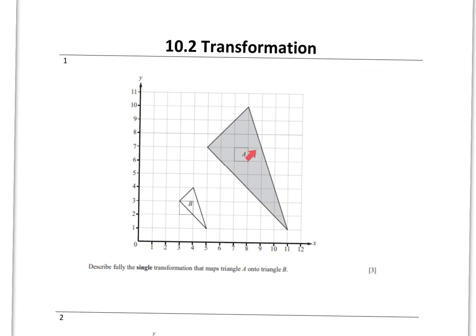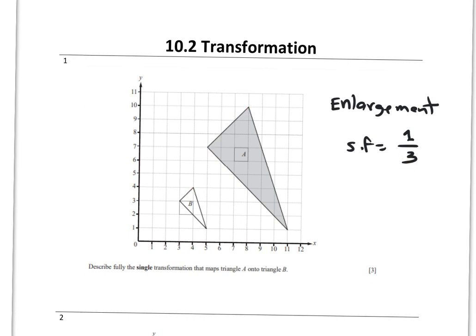To find the scale factor, this is from A to B. This is the image and this is the original one. To find the scale factor, divide the new side by the old one. It's 1 over 3, because one diagonal here and we have 3 diagonals there, so 1 over 3. So the type of transformation is enlargement, and the scale factor is 1 over 3, because the new side over the old side is 1 divided by 3.